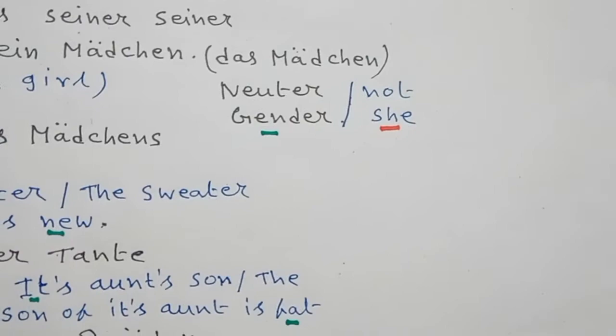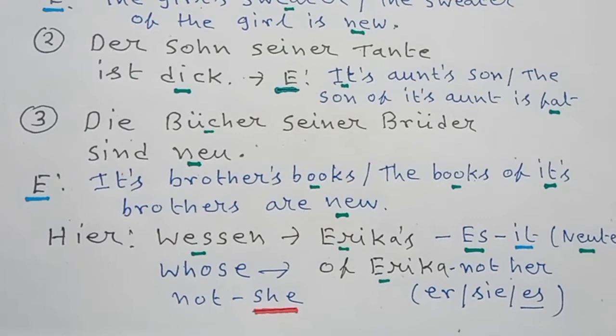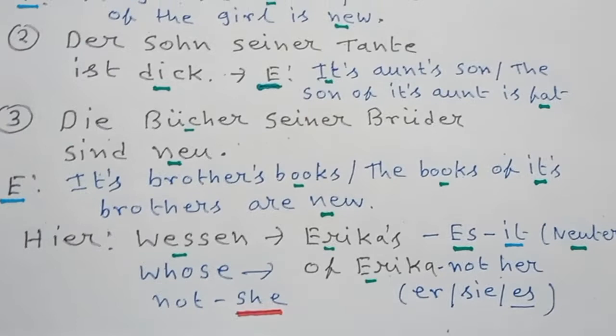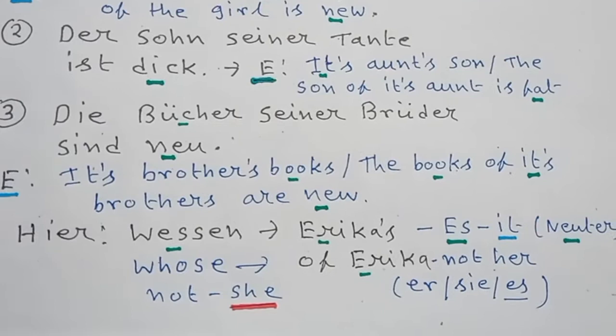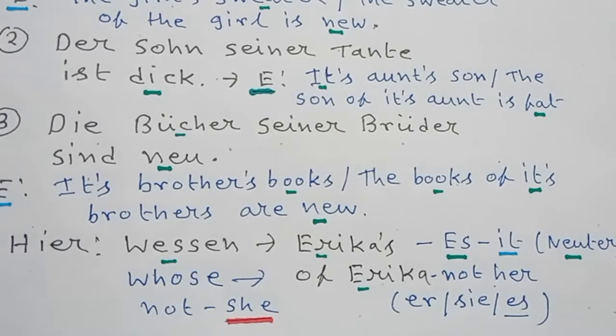Number three: Die Bücher seiner Brüder sind neu. English: its brothers' books, or the books of its brothers, are new. Here, wessen: Erika's, es, it. Neuter gender, whose, of Erika, not "ihr", "sein", because "es" is the neuter gender. Here, "sie" will not be applicable.